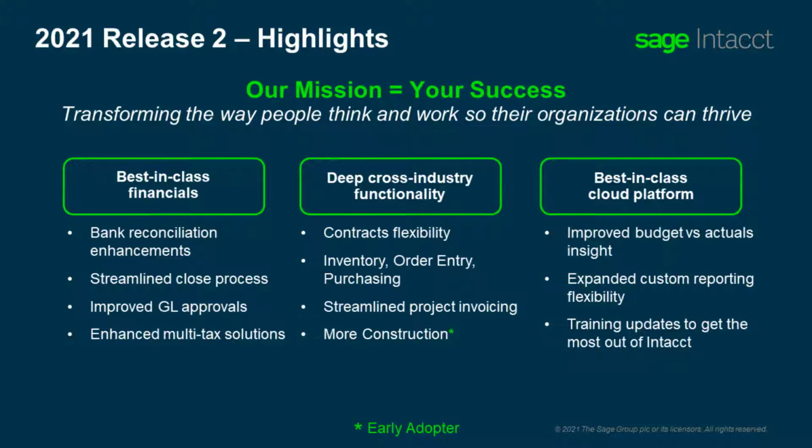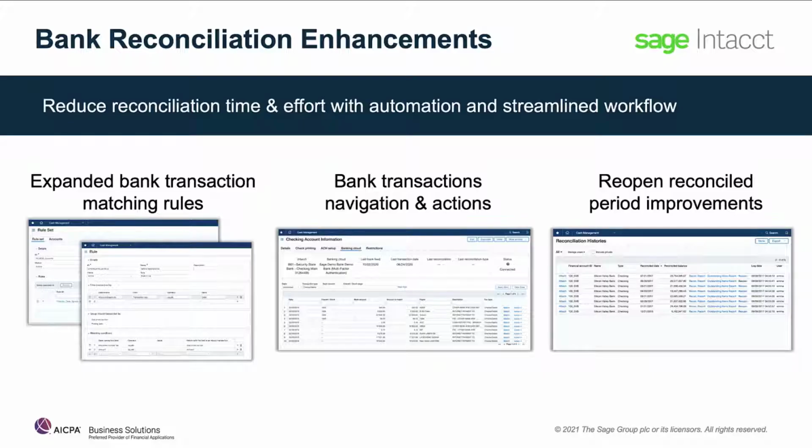Deep cross-industry functionality highlights include more contract subscription billing and revenue management improvements, inventory, order entry, and purchasing enhancements, project invoicing improvements, as well as change management enhancements for early adopter construction customers. Best-in-class platform highlights include improved budget versus actuals insight and more powerful custom reporting capabilities. Now let's go into more detail on each of these highlights.